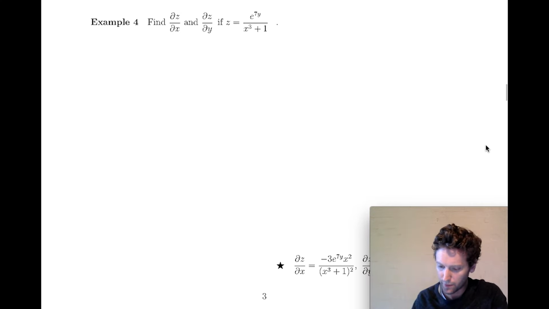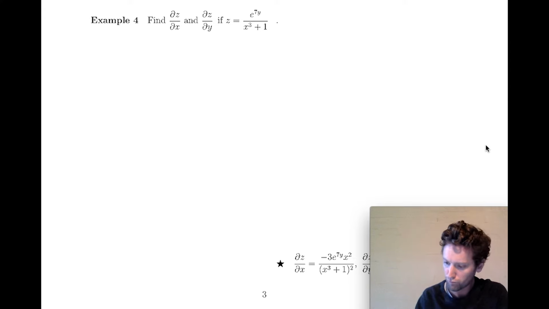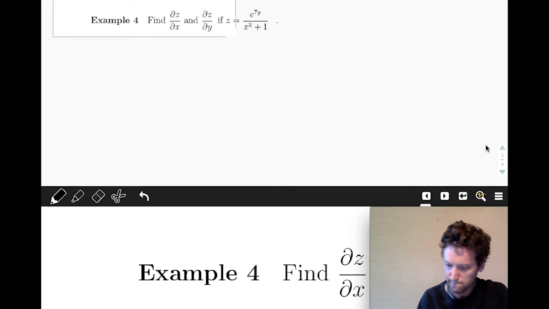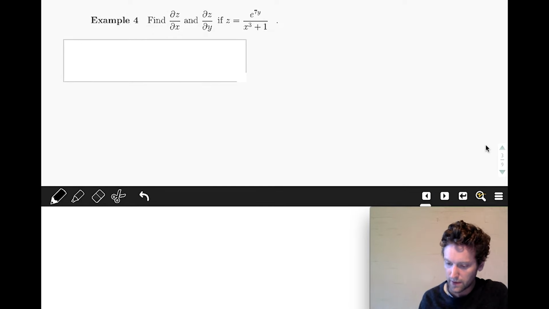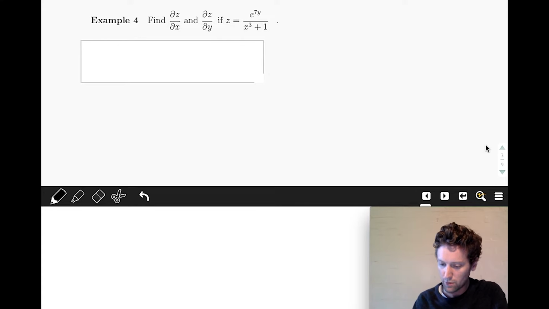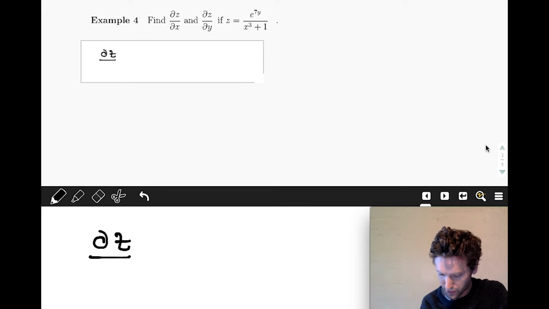Let's take a look at a fourth example here. If you like, you can pause the video at this point and try this example yourself and then check your answer against mine. In this case, we have a function z of x and y. I want to find the partial derivative with respect to x and the partial derivative with respect to y. Let's try the partial derivative with respect to x first.